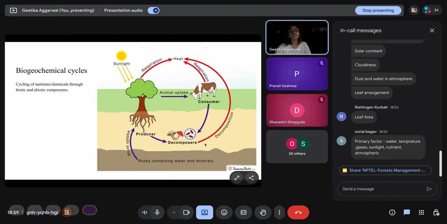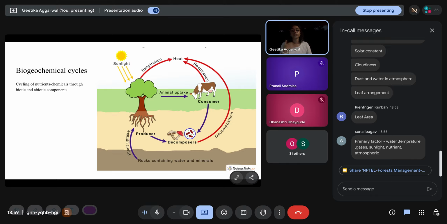And the decomposers have a very important role, because they will release back the nutrients which have been fixed in the plant tissue and in the animal tissue. These fixed nutrients will then be released back into the environment by the action of the decomposers. Okay, so that's a very general biogeochemical cycle which can be applied to different chemicals and different nutrients.